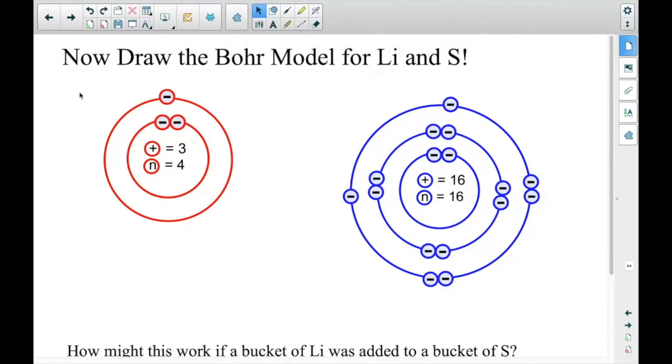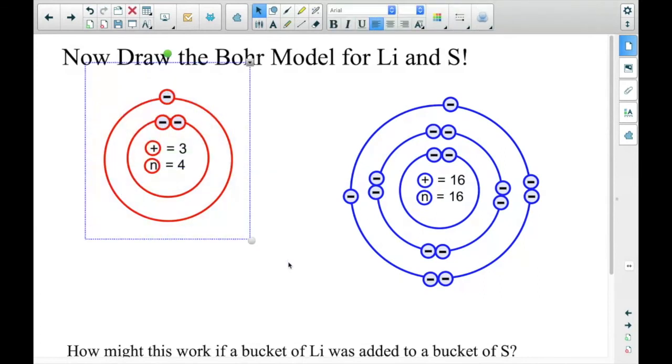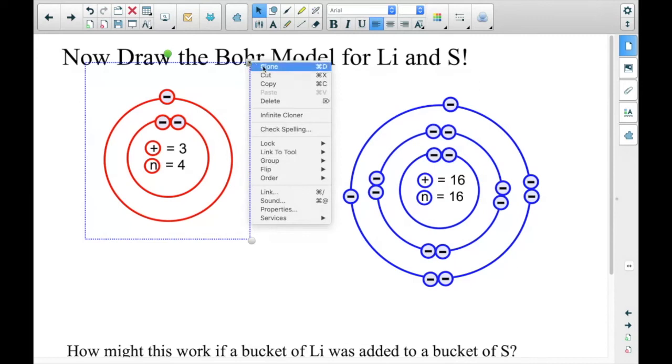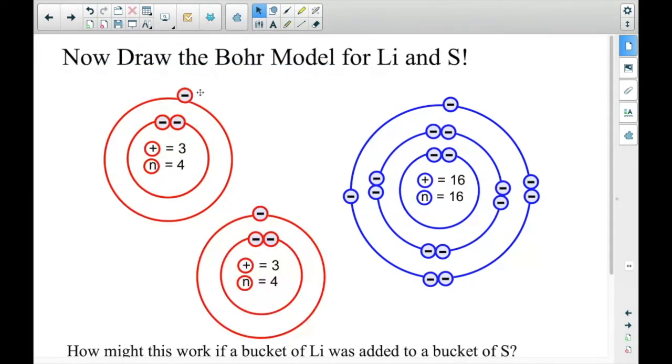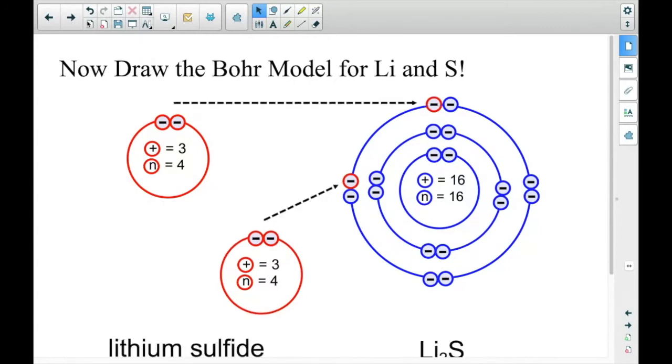So what we're actually going to need to do is get another lithium to make everything happy. And now this electron can go here, and this electron can go here, and it actually takes 2 electrons to make the sulfur stable. So this electron goes there, this electron goes there, and we end up with lithium sulfide. And the formula would be Li2S.